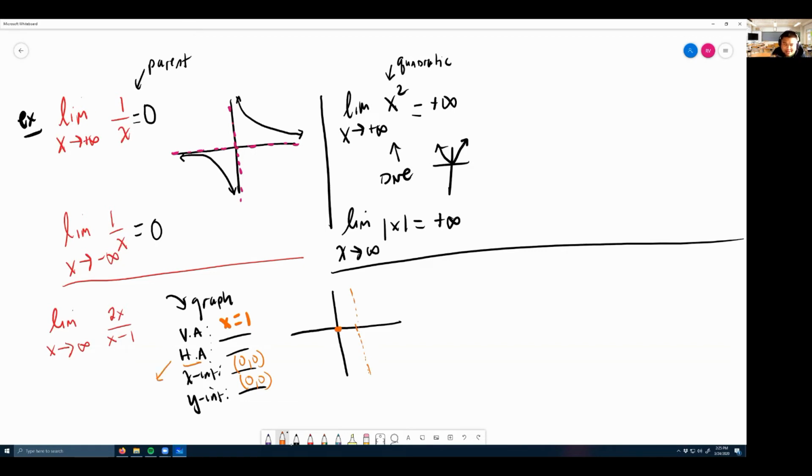Horizontal asymptote. There were 3 features of this. We have 3 scenarios where the degree of the numerator is either greater than the denominator, or they're equal, or the degree of the numerator is less than the denominator. In this case, the degree on the numerator is 1, and the degree on the denominator is also 1. So we have the scenario in which the degrees are equal. What that meant is we take 2 divided by 1, which gives us 2.